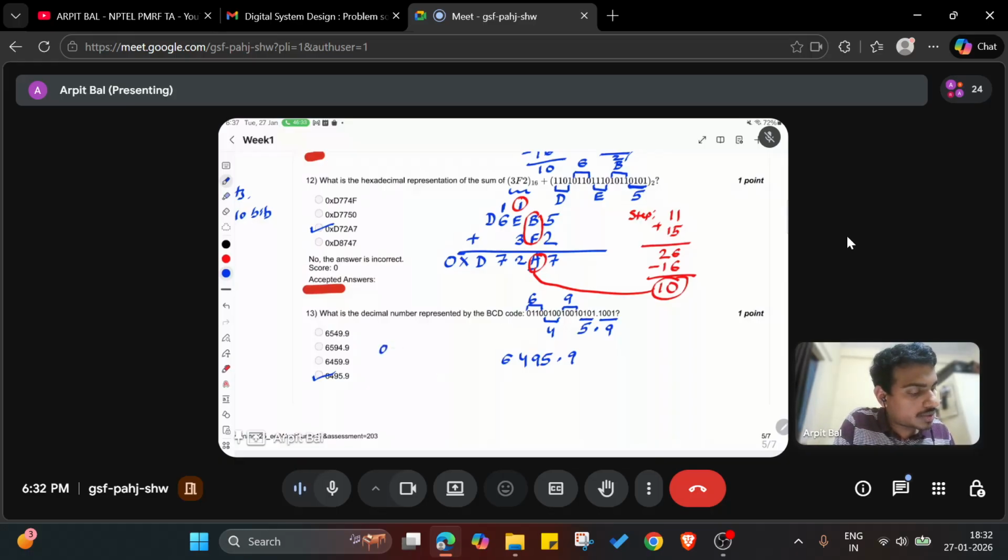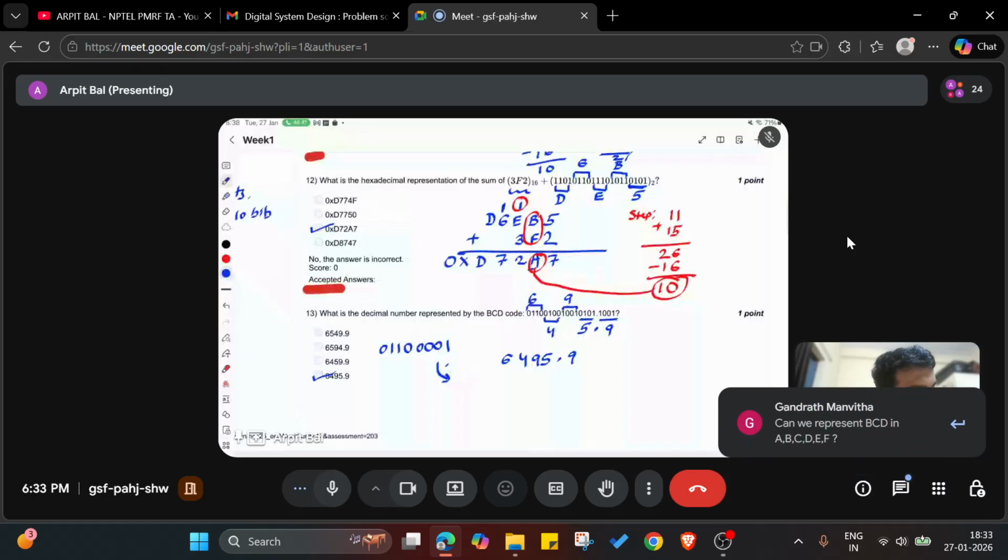So let us say I have some number 0110 0001. In decimal, what will be the answer if this is a binary number? Basically you will have to do 64 plus 32 plus 1.